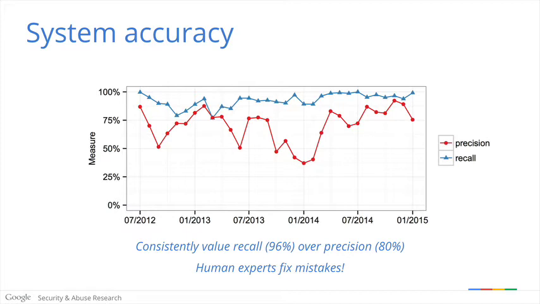So we have a high recall of around 96% on average, and precision is around 80%, which is still pretty reasonable. If we wanted to have an even higher recall, we could sacrifice precision further by increasing the size of the review team.